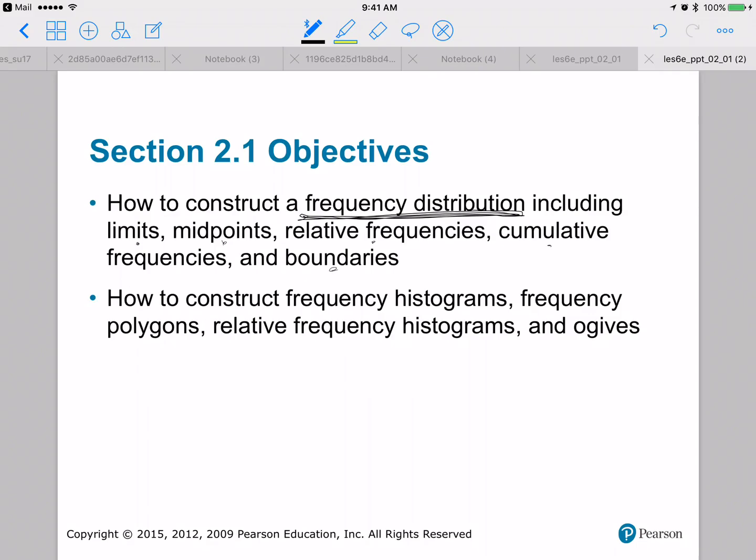You're also going to find out about class width. So that's another thing to put on here. Class width. Okay, and then the second part will focus on how to draw the graphs. So this is dealing with the table or chart, and then these are dealing with graphs.